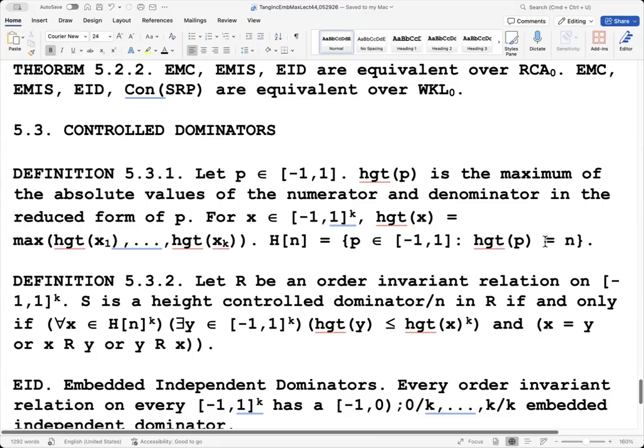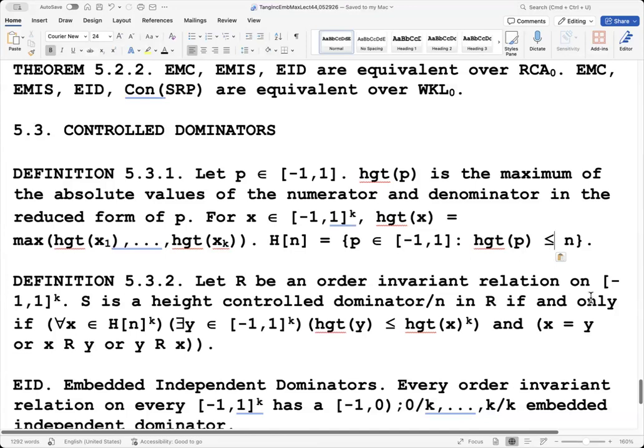this is really not what I wanted. Let's break this. Just a second. Yeah, H of n is the set of rationals whose height is at most n. Okay.